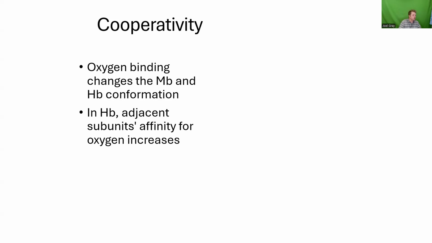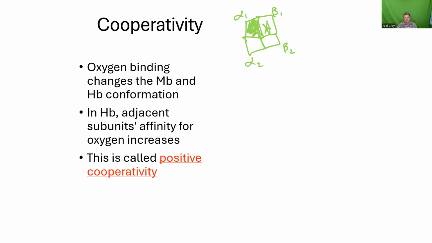So think about it like this. Let's say that we've got 1, 2, 3, 4 subunits of hemoglobin. Alpha 1, beta 1, alpha 2, beta 2. Let's say that oxygen binds to this alpha 1 subunit. What that binding causes is maybe this beta 1 subunit to have a greater interest in binding oxygen. And whenever that increases, that's what is known as positive cooperativity.